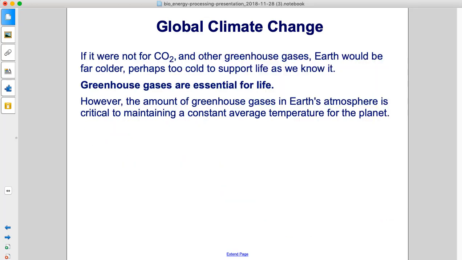If it were not for CO2 and other greenhouse gases, Earth would be far colder, perhaps too cold to support life as we know it. Greenhouse gases are essential for life. However, the amount of greenhouse gases in Earth's atmosphere is critical to maintaining a constant average temperature for the planet.